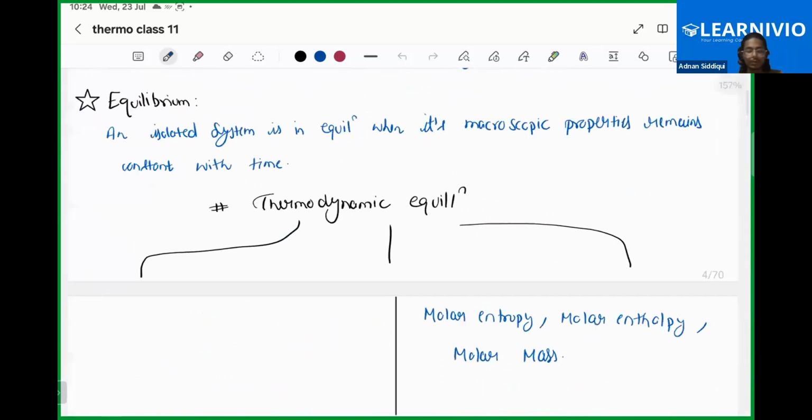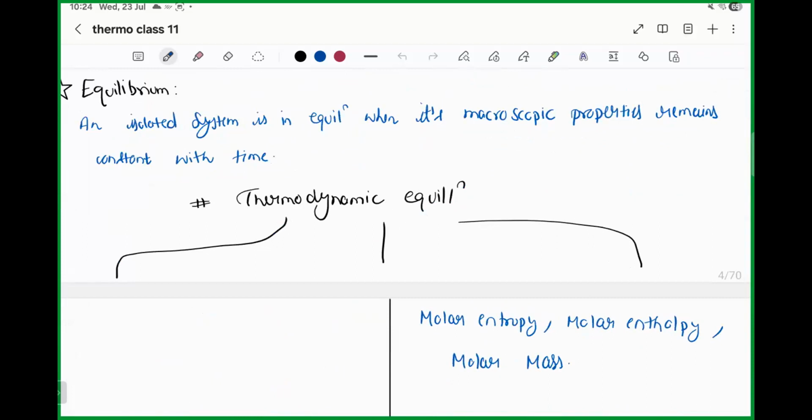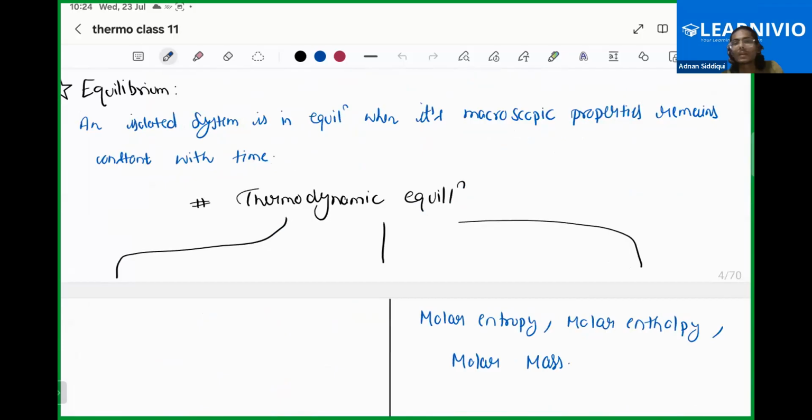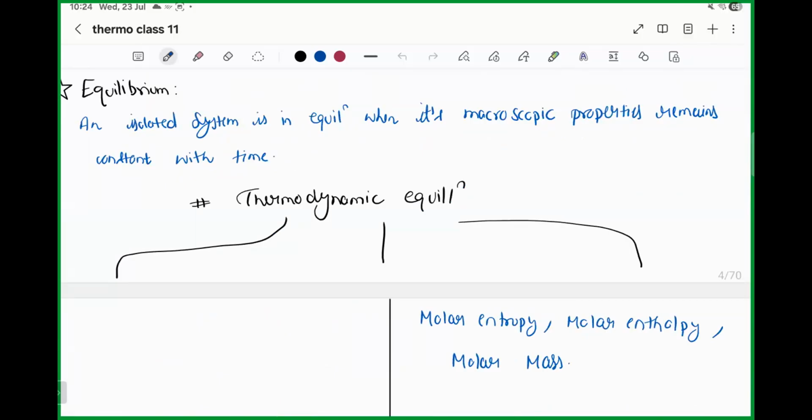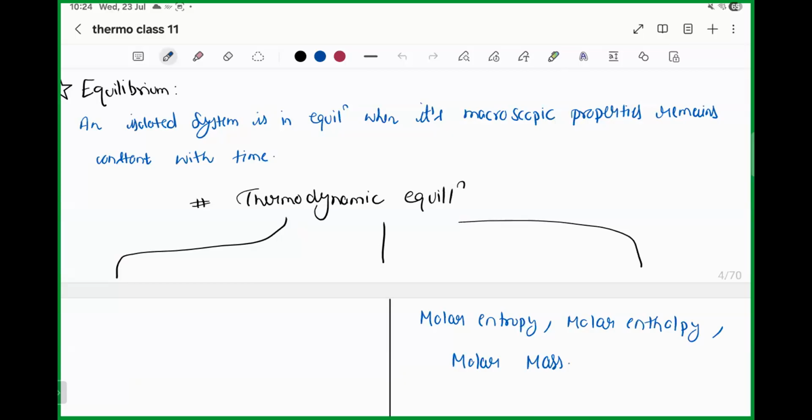Okay, so let me tell you. We talked about three types of equilibrium. The first one was mechanical equilibrium. Thermodynamic equilibrium consists of three types of equilibrium: thermal equilibrium, mechanical equilibrium, and there was one more. What was the last one?